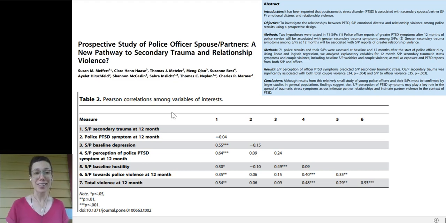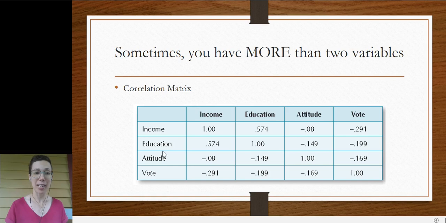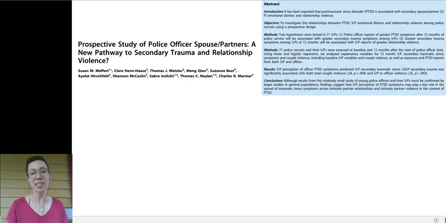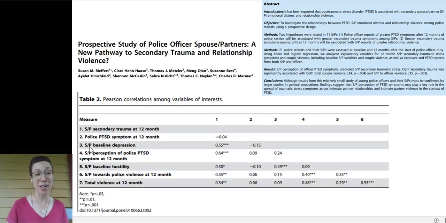One more thing to note, sometimes researchers do this. Instead of the previous correlation example, where they repeated the words income, education, attitude, vote, sometimes researchers will number the items on the side, and then they won't repeat the words again up here. So when you see number 5, for example, it's referring to number 5 down here, the spouse or partner baseline level hostility.